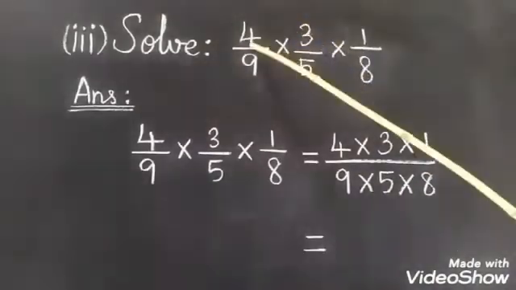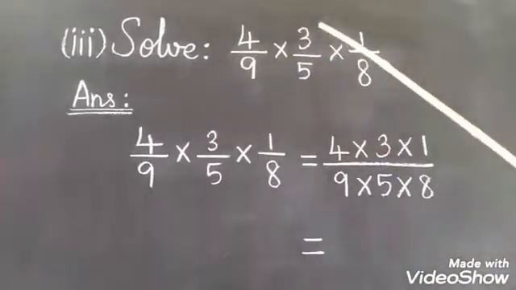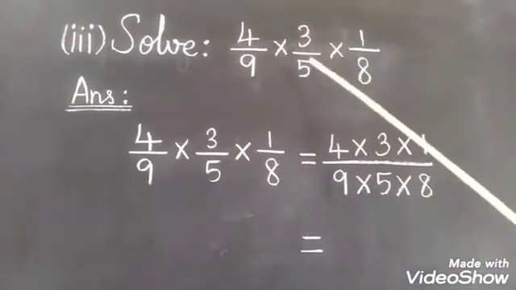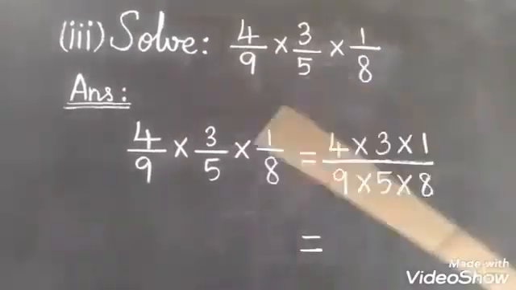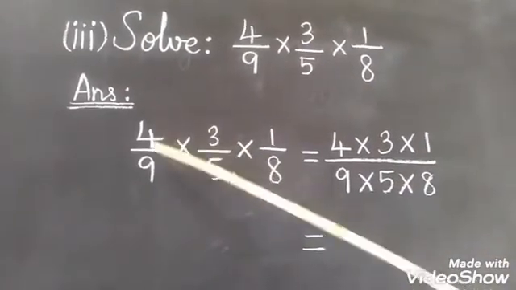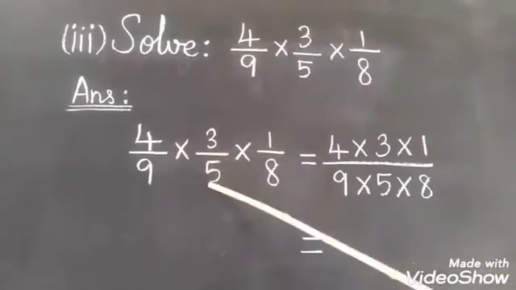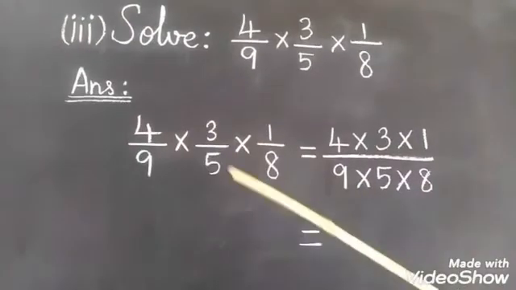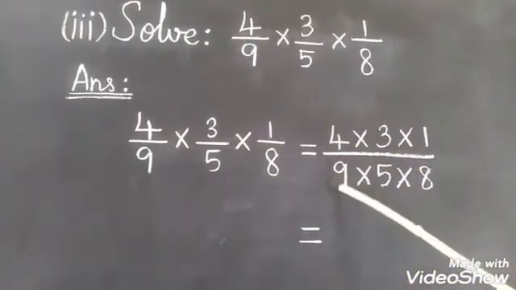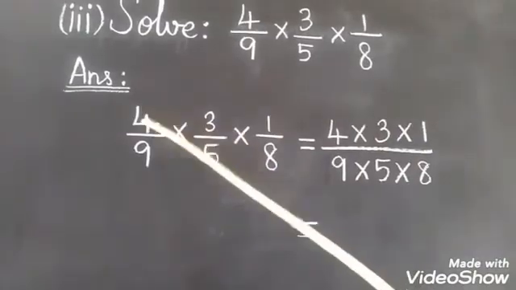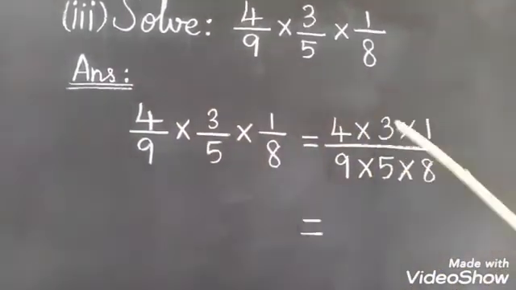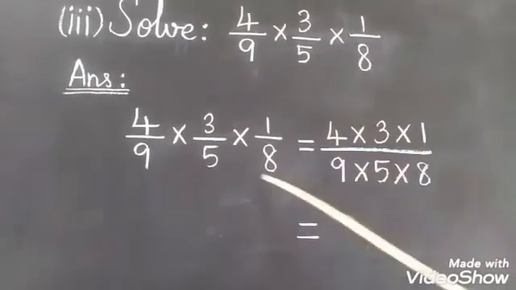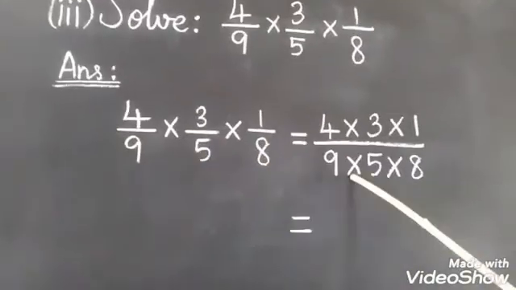Solve 4 by 9 into 3 by 5 into 1 by 8. We have to multiply these three fractions. The question is 4 by 9 into 3 by 5 into 1 by 8. Now we have to write all the numerator and denominator together. See, 4 into 3 into 1, we can write all the numerator together like this. And the denominator also 9 into 5 into 8.